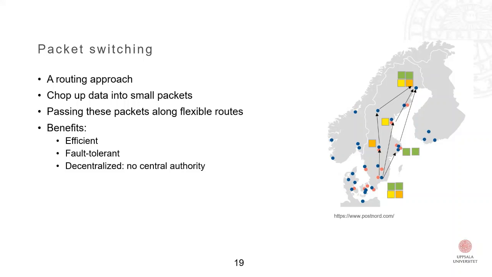The benefit of it is that it is efficient. For example, you will not clog up the whole network for sending big messages anymore because everything is divided into smaller packets. And we are still fault tolerant because, like previously, we have different possibilities in routing. And it's decentralized, meaning that we don't have any central authority to control this sending. Each router on the way will decide on its own where this packet should be forwarded. The whole internet actually runs on packet switching.